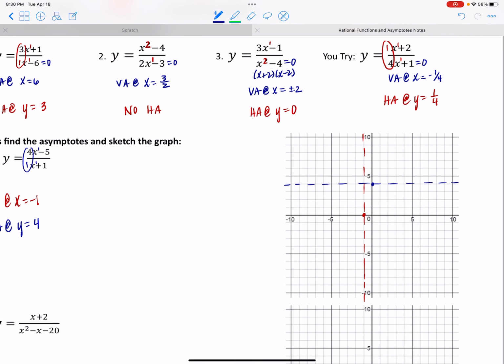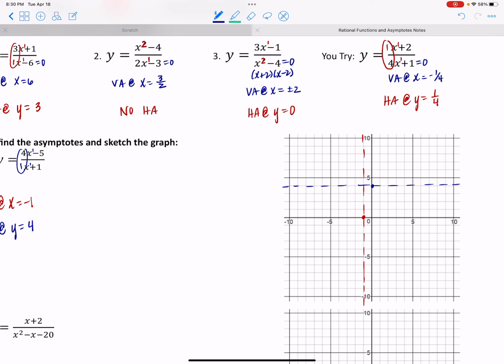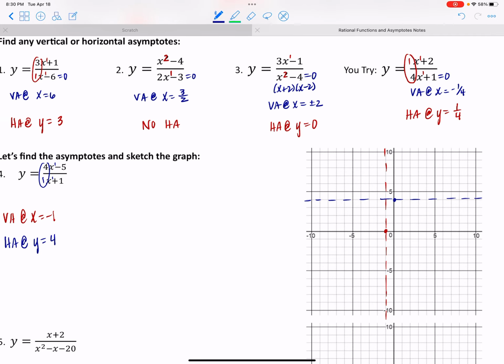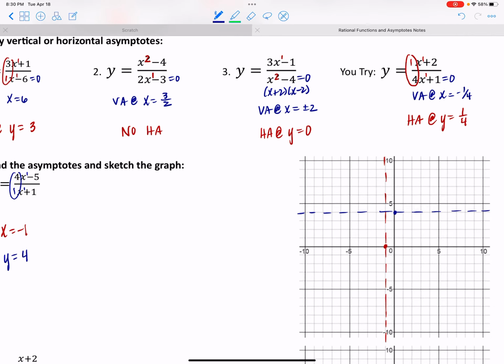Now the only other thing I have to do is figure out the branches. I have to have a branch on either side of my vertical asymptote. I just don't know if it's going to be branches in quadrants 1 and 2, quadrants 1 and 3, or 2 and 4, where are the branches going to be? And so to figure this out, I just do a quick table of values.